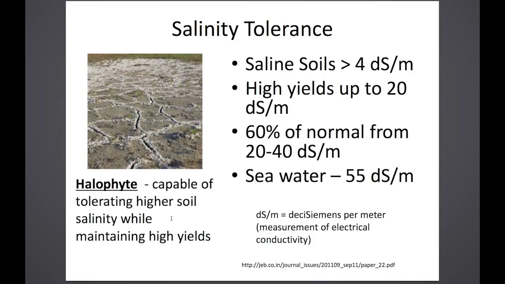So quinoa is a potentially good option for farmers to grow where saline soils exist. Saline soils are defined as anything 4 decisiemens per meter or higher. At that stage, most crops start to see a significant yield decrease. Quinoa, on the other hand, doesn't lose any yield up until about 20 decisiemens per meter, and then it starts to see some hit to yield. From 20 to 40 decisiemens per meter, quinoa can yield about 60% of normal, which is quite good. And it's even been shown to produce seed when grown in seawater, which is about 55 decisiemens per meter.